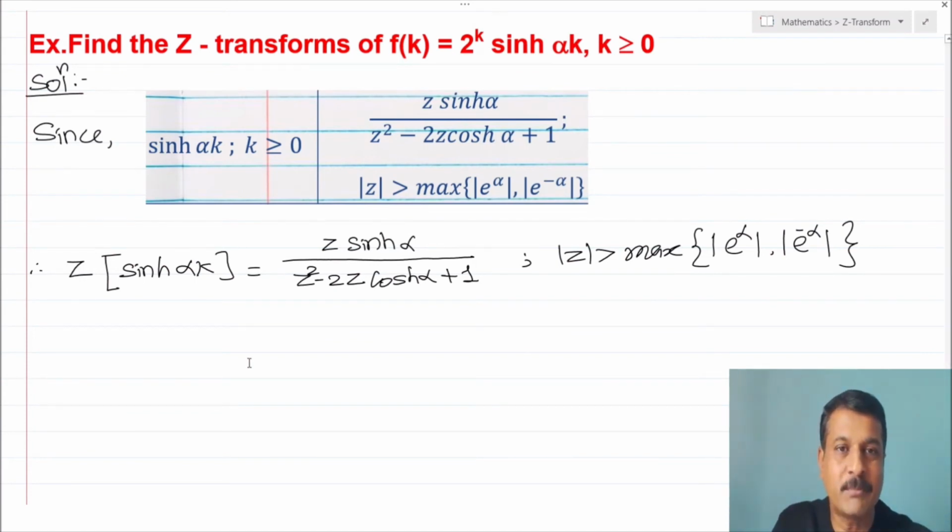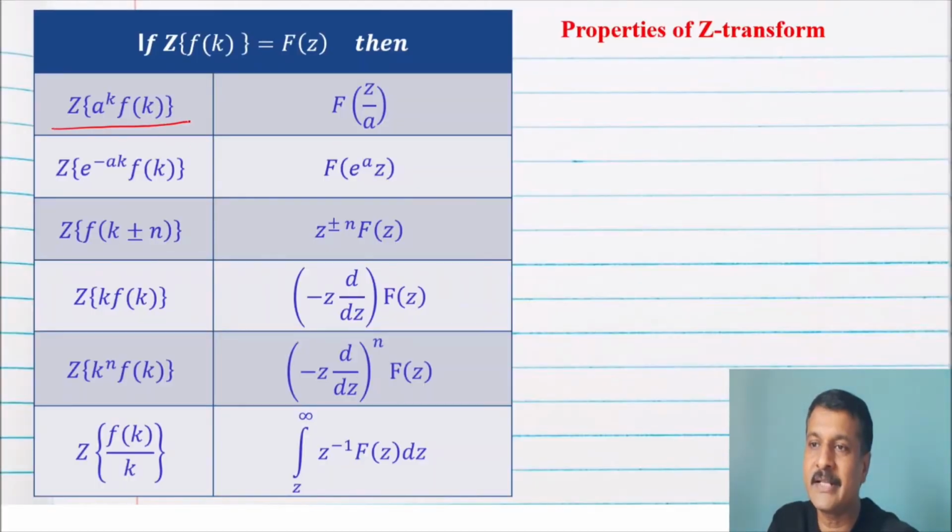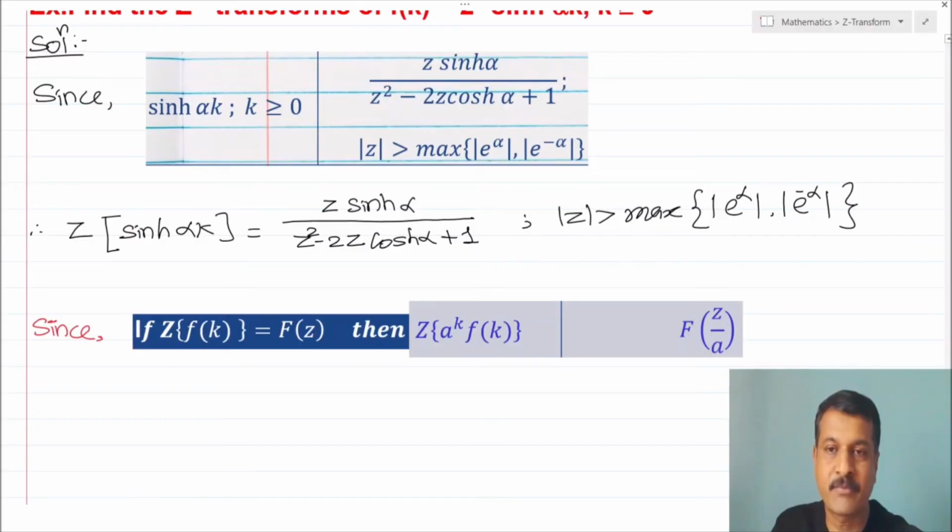So by using a property of Z transform, the Z transform of a raised to k into f of k is F of z by a. It means that if we have this, directly every z is replaced by z by a. So how to use it? If the Z transform of f of k equals F of z, then the Z transform of a raised to k into f of k is nothing but F of z by a. So how to use it? A very easy way.